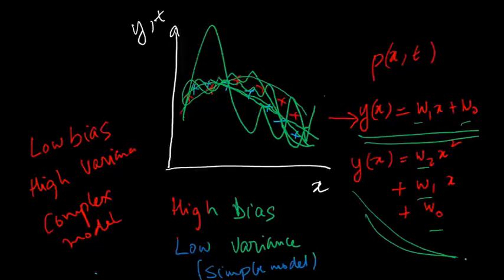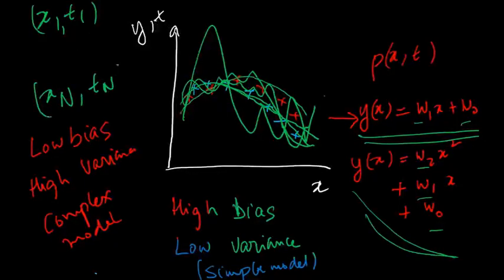So if I'm given several X and T pairs, X1, T1, all the way up to XN, TN, I can repeatedly sample a subset of size M, less than N. On that, I can repeatedly estimate the model Y of X and see what the variance in Y is for different values of X. Okay, how much does it change? Does it change very wildly?